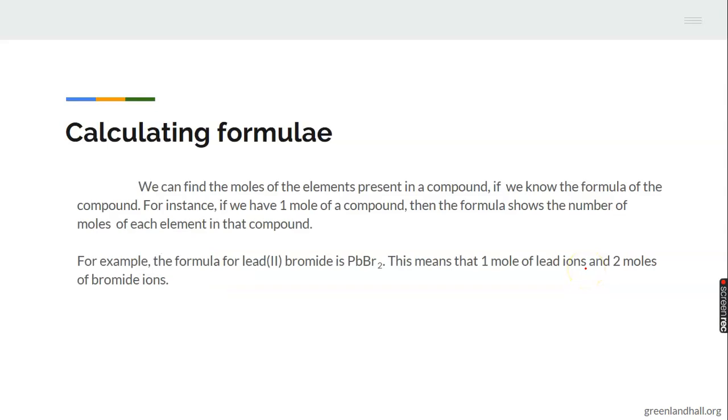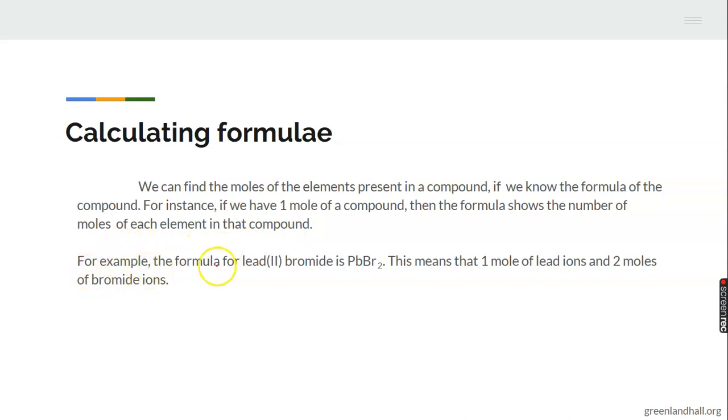So calculating formulae, we can find the moles of the element present in a compound if we know the formula of the compound. For instance, if we have 1 mole of a compound, then the formula shows the number of moles of each element in that compound. This is an example right here.